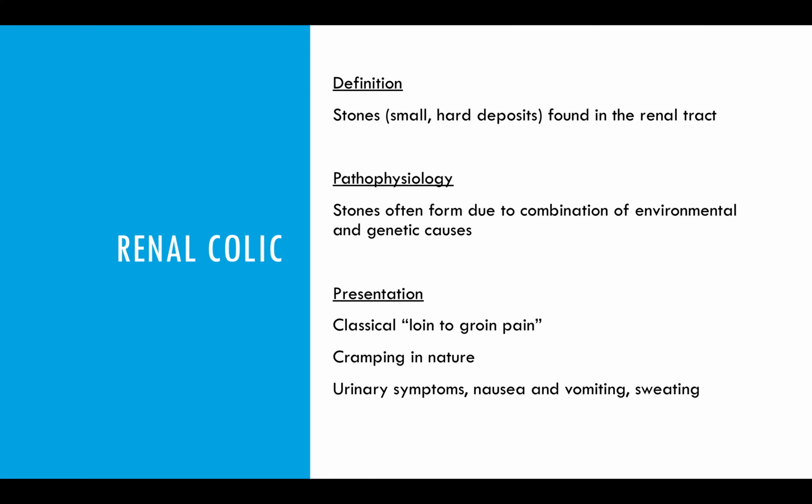Our classical presentation is loin to groin pain. So it starts sort of in the flank and it comes right round the side of the abdomen and down into the groin. It's often really cramping in nature, and that's basically because the ureters are contracting against this stone to try and squeeze it out. The pain is absolutely severe. The common understanding is that it is the most severe pain that someone can experience, and often people put it on par with childbirth, and some women even say it's worse than giving birth to a child. So it is really, really, really severe.